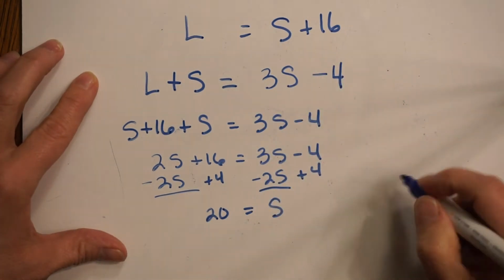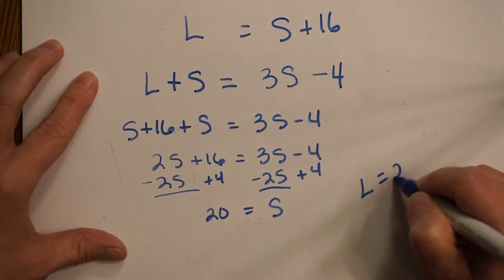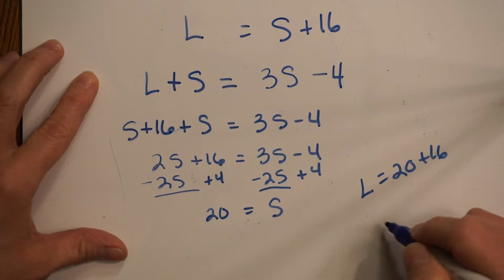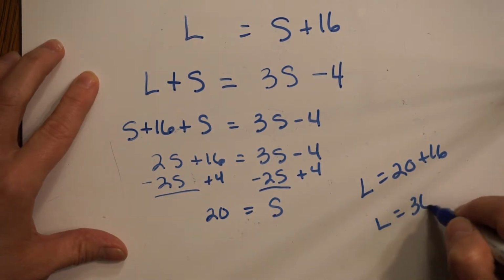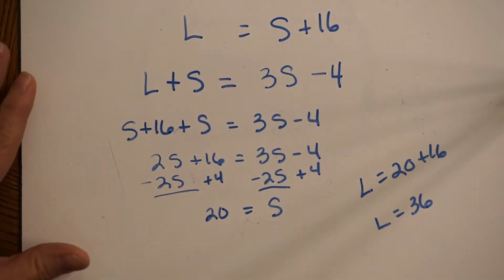Well, if S is equal to 20, the large is going to be 20 plus 16. So the large is equal to 36. That's example 90.5, and I think there's one more on the next page.